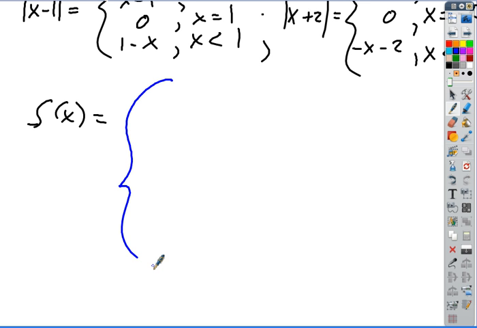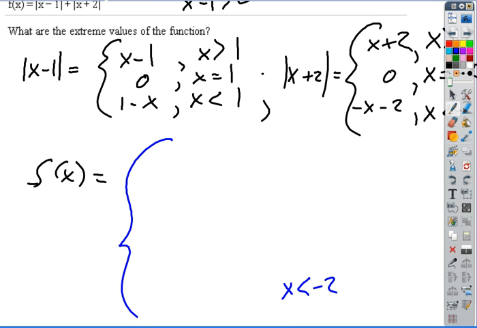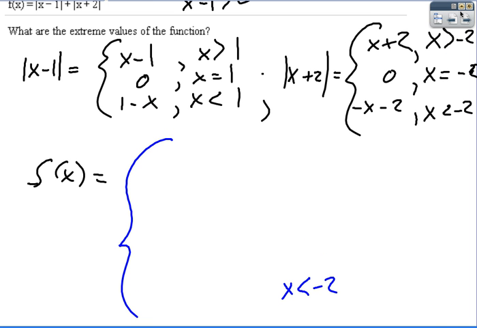So the most extreme negative interval is going to be when x is less than -2. Okay, moving up, then we're going to be stuck between -2 and +2, right? We got x equals -2. We got x is greater than.